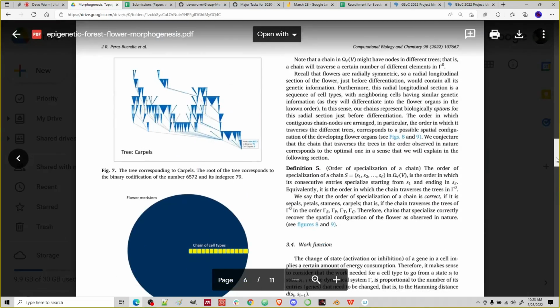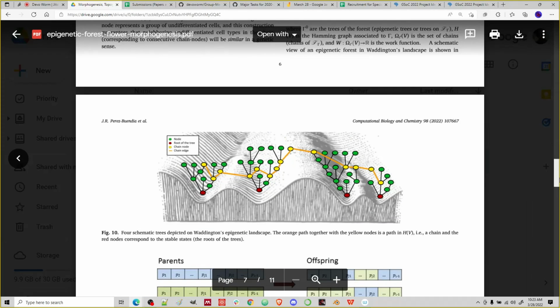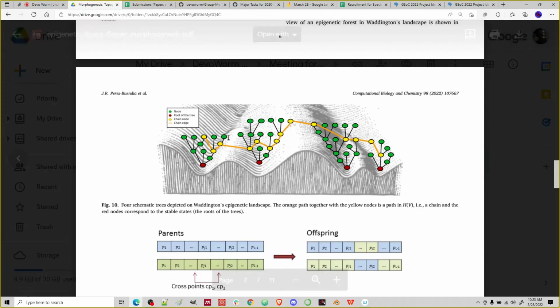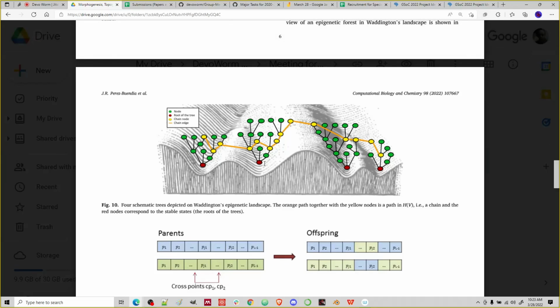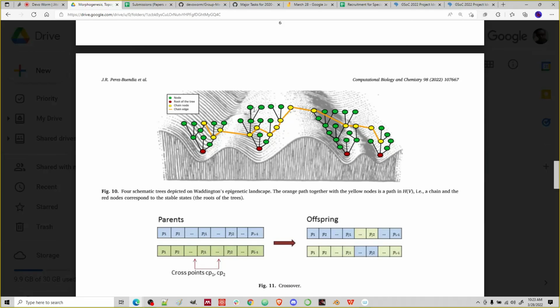I'm going to see if there are any other nice images here. So this is the epigenetic landscape where you have 4 schematic trees depicted on Waddington's landscape. So this is where you have these trees that define these endpoint nodes. They show the root of the tree, the chain node, and the chain edge. So the orange path together with the yellow nodes is a chain, and red nodes correspond to the stable states. So these red points are the stable states, and they built upon these different dependencies coming down. And then this orange path puts these things together, I guess.